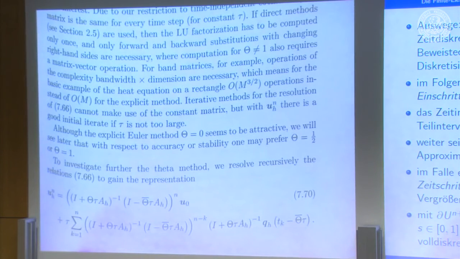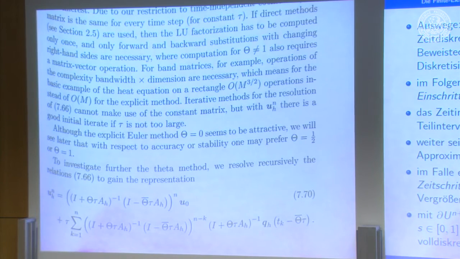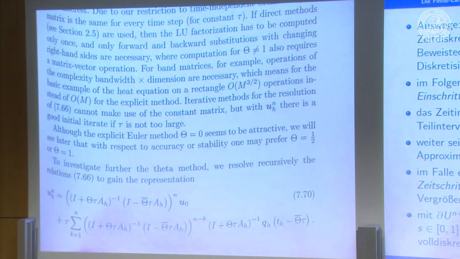And we have seen how the system matrix looked like. The system matrix is formally written as this matrix: 1 plus theta tau times A_h. You remember in the case theta equals 0, there's nothing, it's just the identity. In the case theta equals 1, that is the one we discussed, and in the general case it is this matrix.